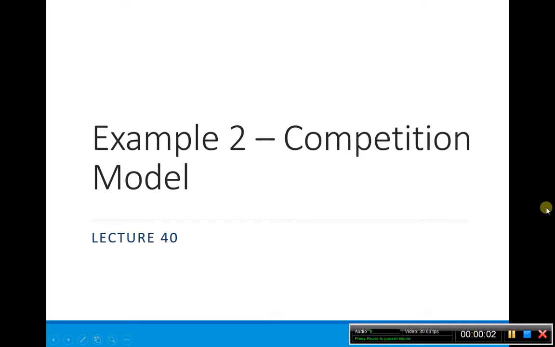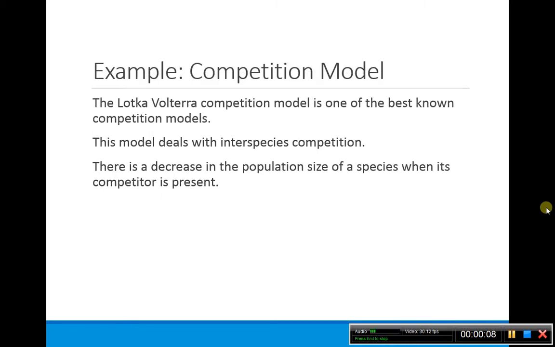Lecture 40. This is the last example that we're going to do with the continuous time Markov chains. This is called the competition model. It is one of the best known competition models. It deals with interspecies competition. If the species interact, then the population size of the species will decrease whenever the competitor is present.